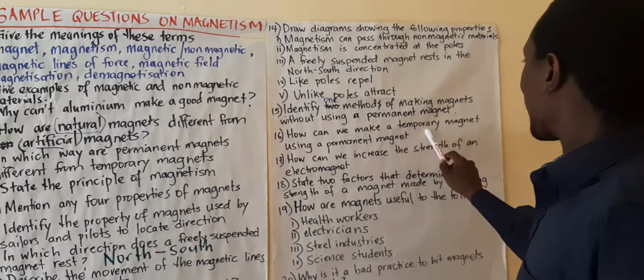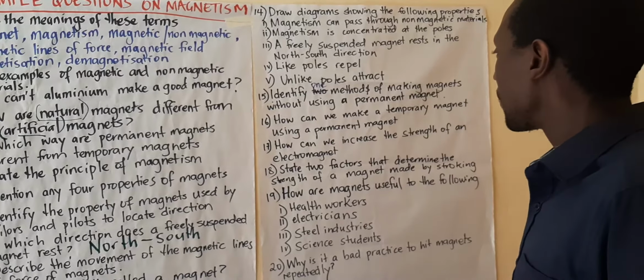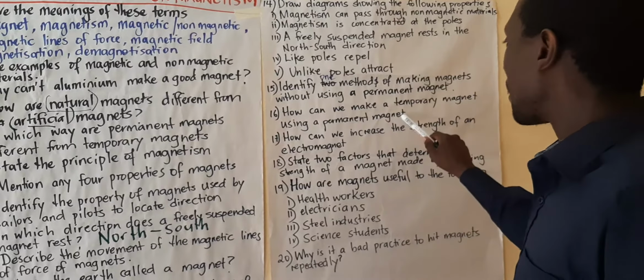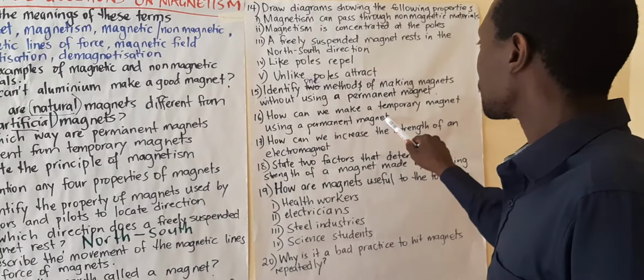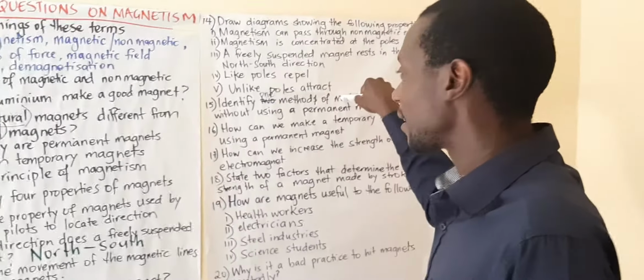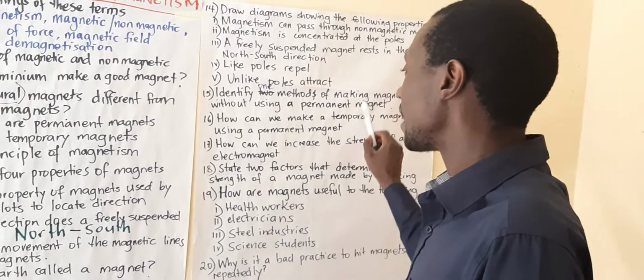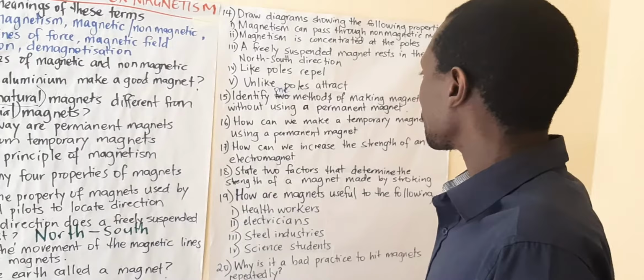How can we make a temporary magnet? How can we make a temporary magnet without using a permanent magnet? Without using a permanent magnet, it is the same. We want to make a temporary magnet without using a permanent magnet, and that is the electrical method.